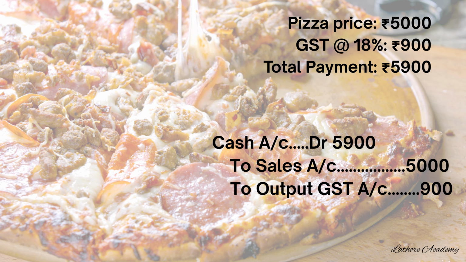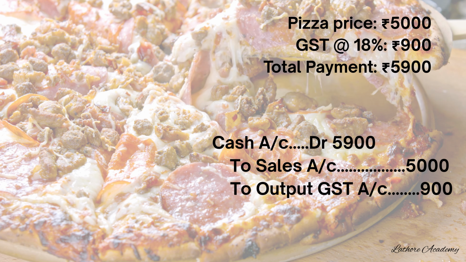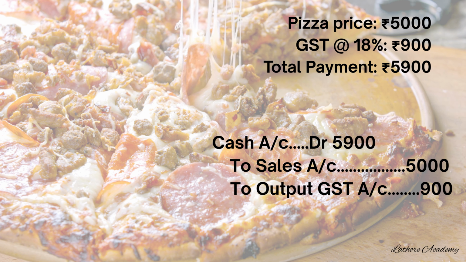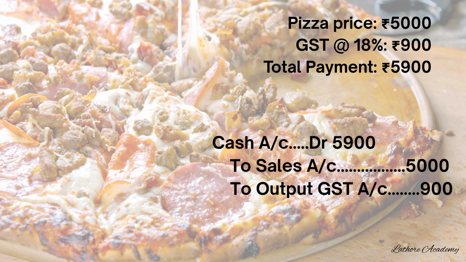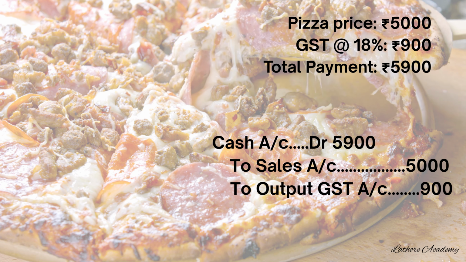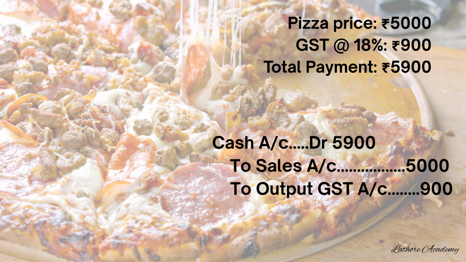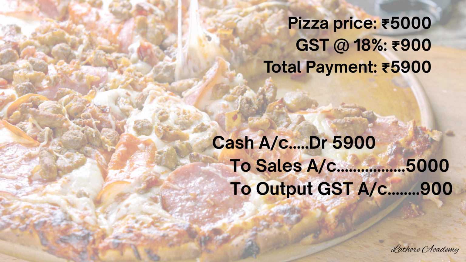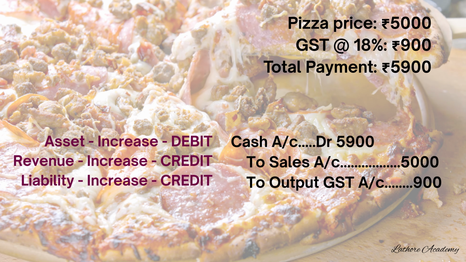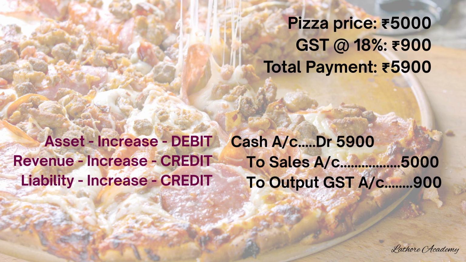So understand these three concepts here. Cash account gets the total amount received, that is 5,900. Sales account gets only the actual sale value, that is 5,000. Whereas the balance 900 rupees goes to the output GST account because it is a liability. So why do we credit sales and why do we credit output GST? Because sales represents earnings, credit, and obligations, the liabilities, have to be credited. So this is one scenario.